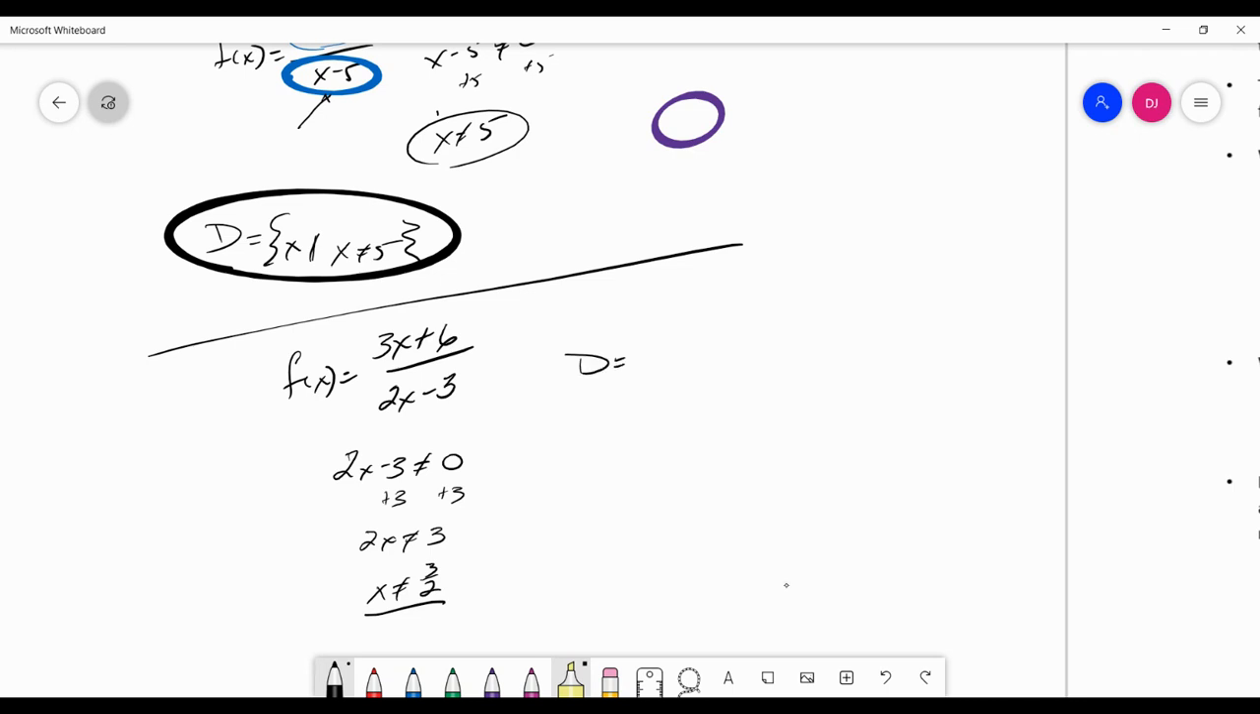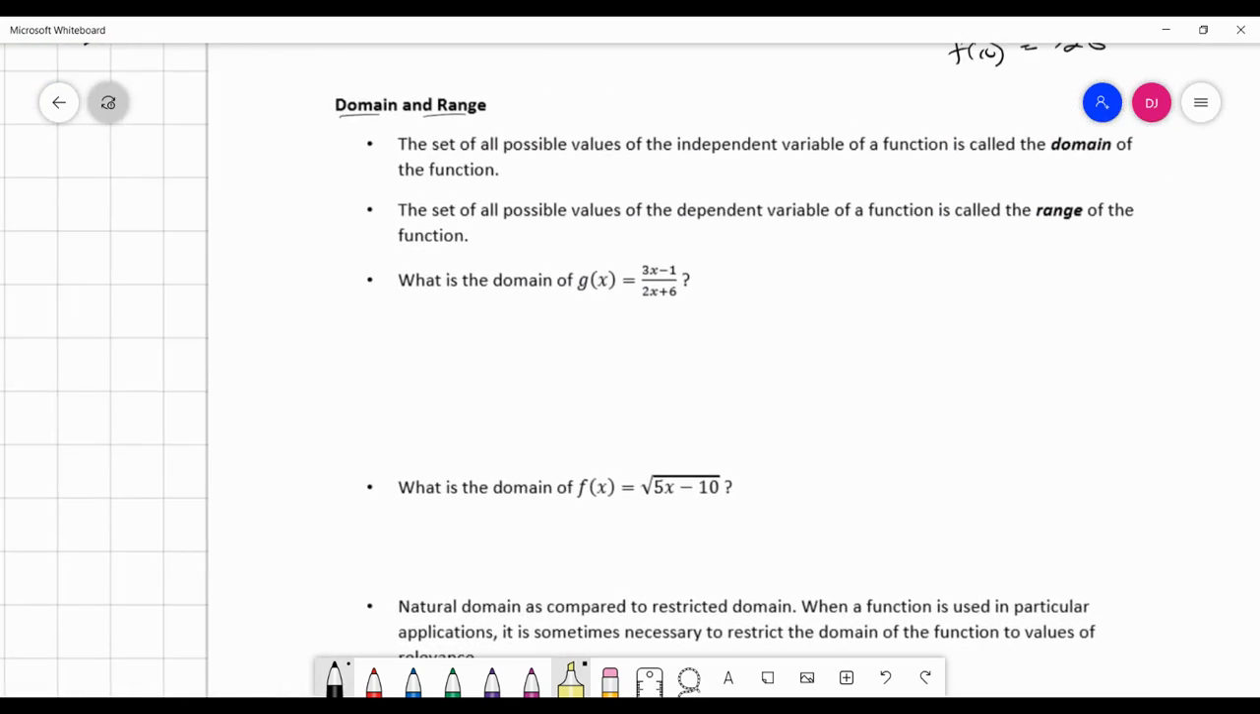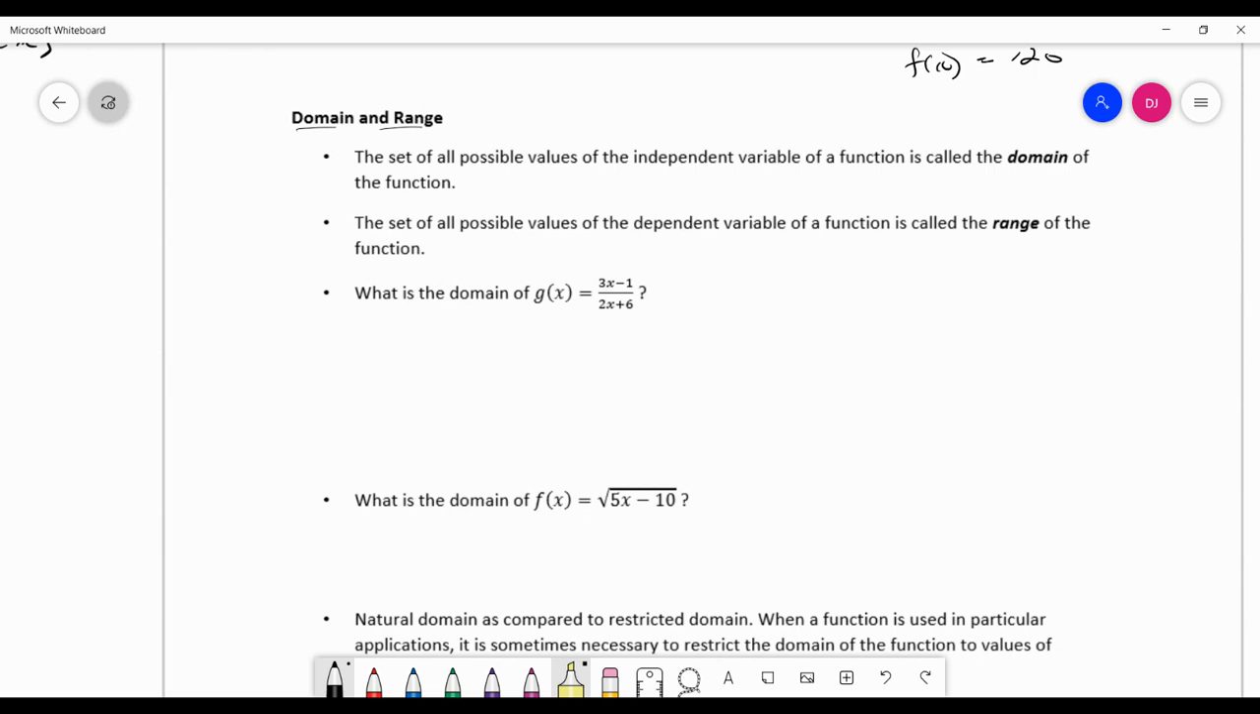So my domain is the set of all x values as long as x is not 3 halves. And there's the domain. It implies x can be anything except for what it can't be. So let's look at bullet number 1 here. What's the domain of g of x if g of x equals 3x minus 1 over 2x plus 6?